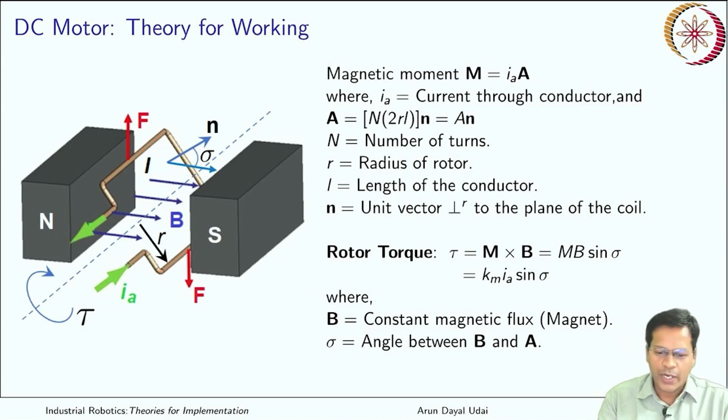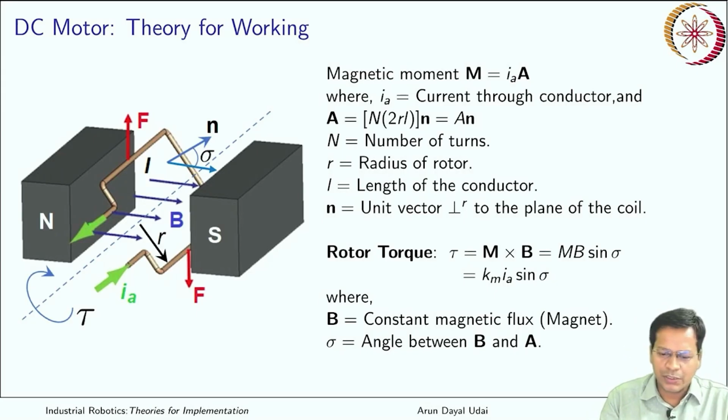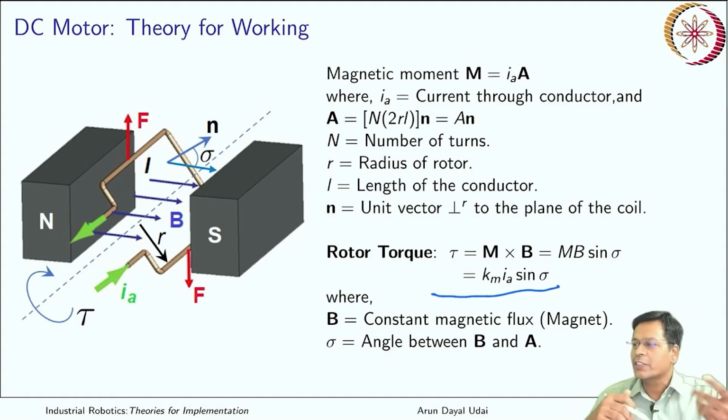So finally you got torque is equal to Km Ia sine sigma. Now you see this torque is not a uniform one. It depends on the angle. As the rotor rotates, torque is a variable. When the angle becomes 0 degrees, you see a zero torque. So how will it cross? Maybe through inertia it will cross. Can it start from that position?